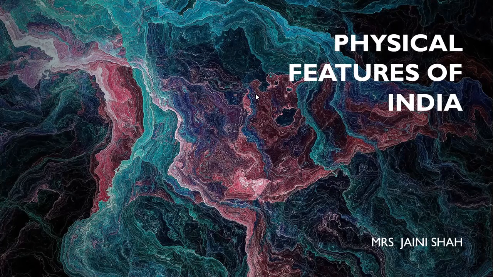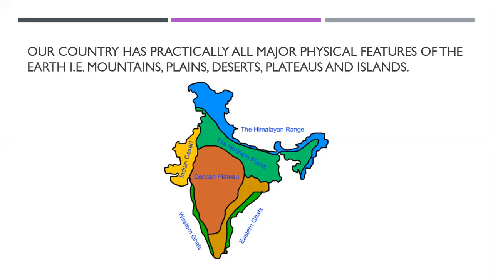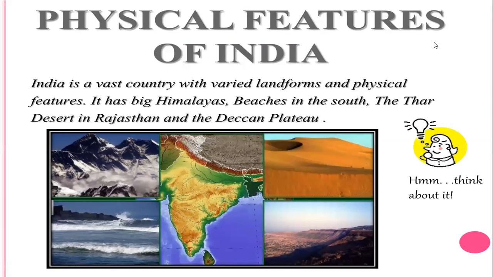Okay. So our country has practically all the major physical features. So we have mountains, we have plains, we have desert, we have plateaus, and we have islands. So we are practically covering all the major physical features of the earth. India is a vast country with varied landforms and physical features. We have big Himalayas, we have beaches in the south, we have Thar Desert in Rajasthan, and we also have the Deccan Plateau.